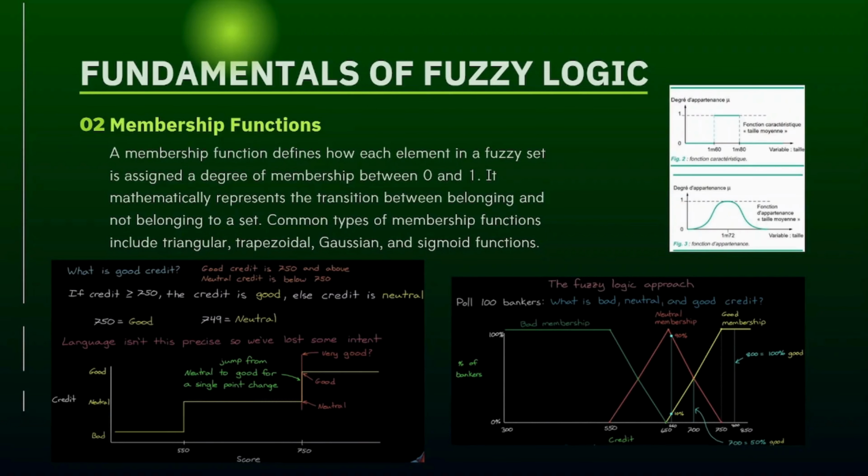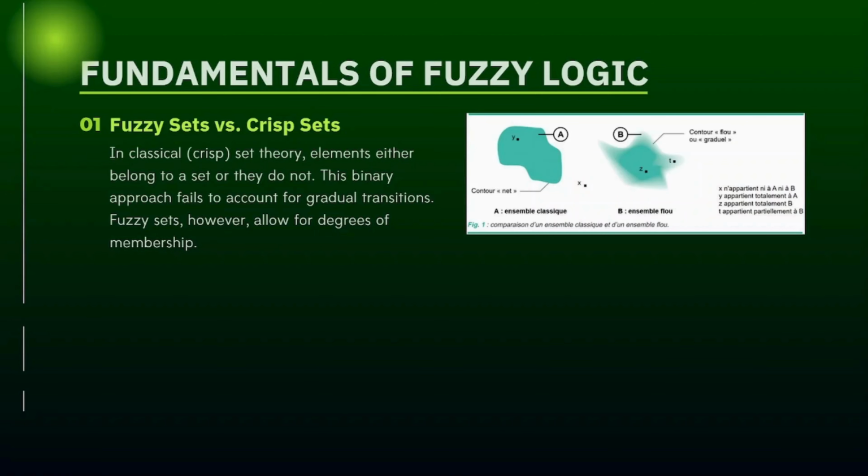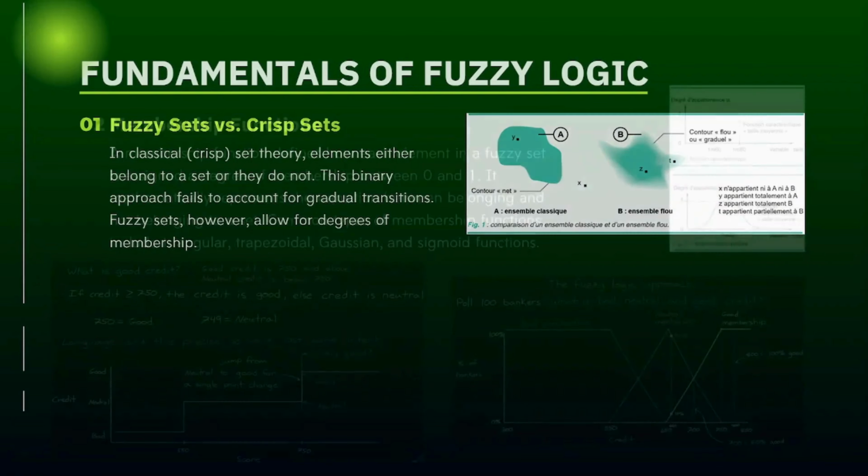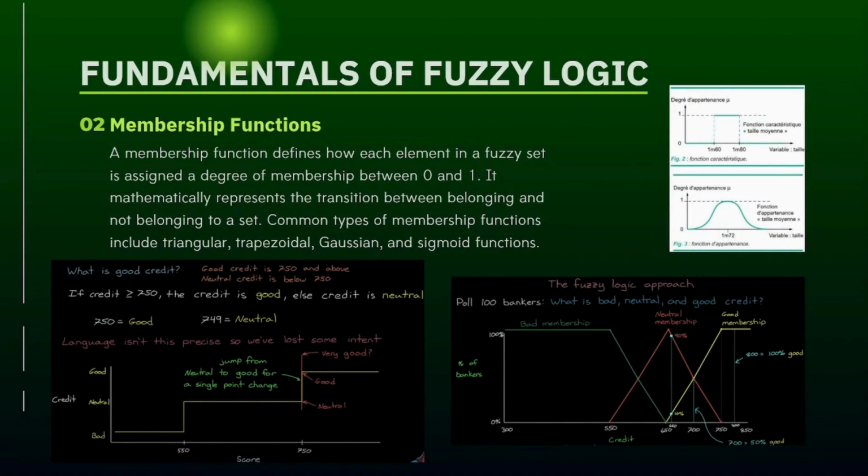Membership functions. Now we can see that each of these sets can be modeled into a function, which is the membership function. A membership function defines how each element in a fuzzy set is assigned a degree of membership between 0 and 1. It's the function that tells you where you are in this set. Are you 100% in it? Are you 60% in it? Are you 40% in it? Are you 0% in it?